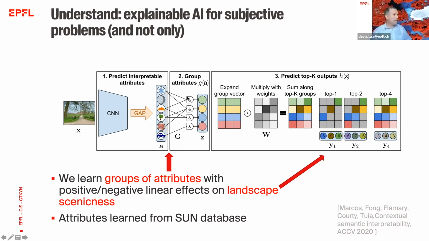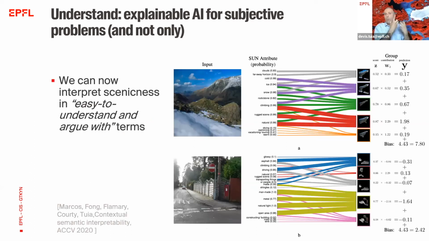Is there clouds? Is there a horizon line clearly visible? And by combining them sparsely, we built sparse groups of attributes that will explain somehow why people found an image beautiful or not. And this actually worked out pretty well. So it allowed us to have this, as I call them, easy to understand and to argue with type of explanations. So for example, in this image here, the model finds it very beautiful. So it's a score of 7.8.